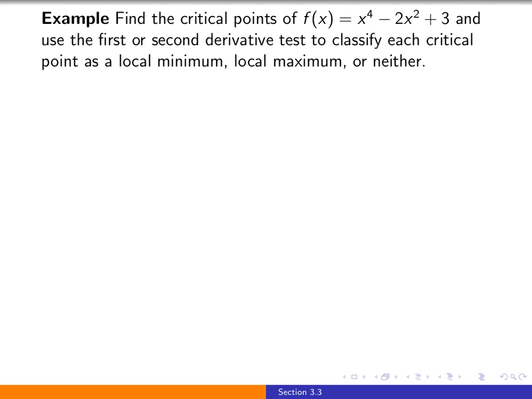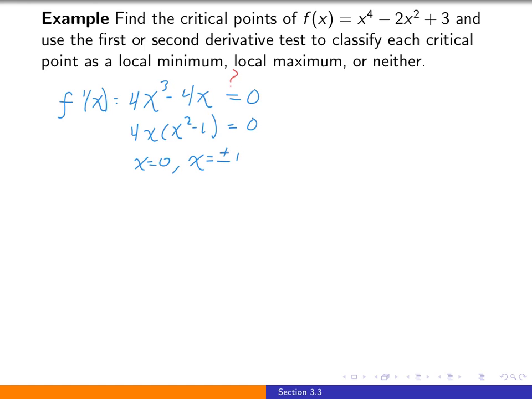So let's look at another example. For the given function, in this case x to the fourth minus 2x squared plus 3, let's find and classify the critical points. So to find the critical points, we differentiate: 4x cubed minus 4x. We now set this equal to 0, and we solve for x. So each term has a 4x in common. When you pull that out, you're left with an x squared minus 1. So x is equal to 0, or x is equal to plus or minus 1. So we have 3 critical points, and we need to classify these.